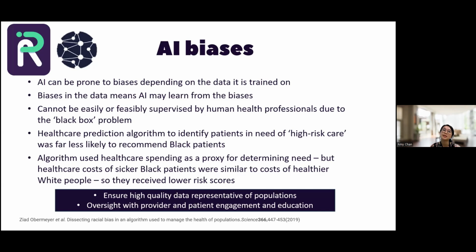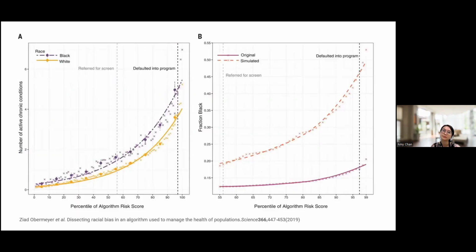And so some of the recommendations we really need to think about is, how do you ensure high quality data that is representative of your population? And how do you ensure there is oversight? And this is done by engaging with both the patient and the provider and educating the provider to actually look at what the risk score is composed of. And this is from the paper. It's quite interesting to look at how the algorithm scores were made.